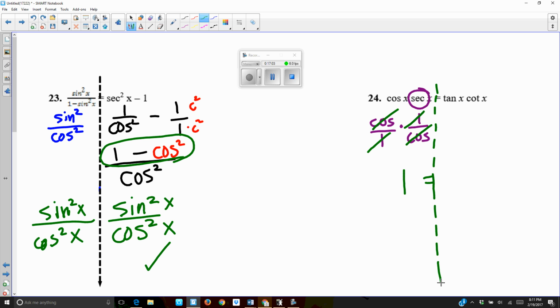And on the right side, tangent is sine over cosine. We're going to multiply that by cotangent, which is cosine over sine. And then once again, everything cancels. Cosines are gone, sines are gone, so you're left with 1 on both sides.